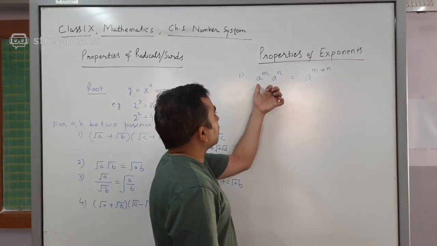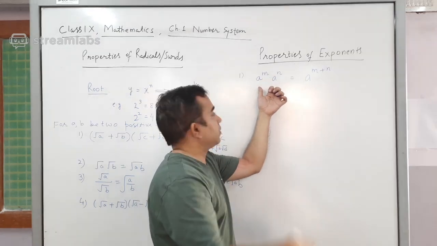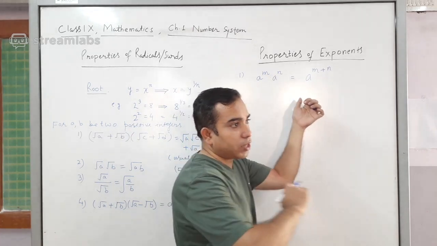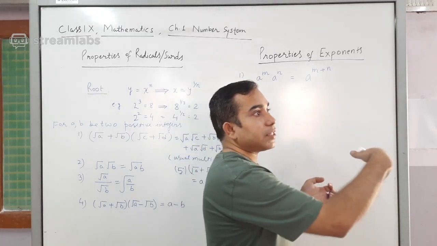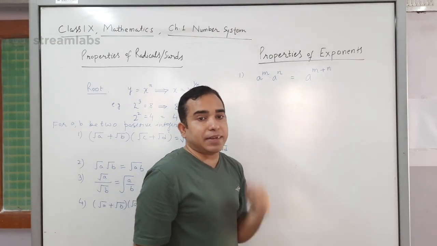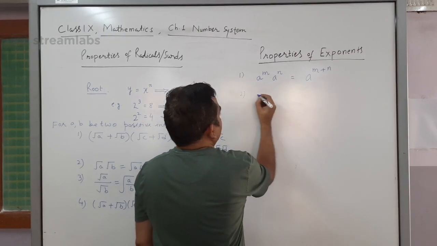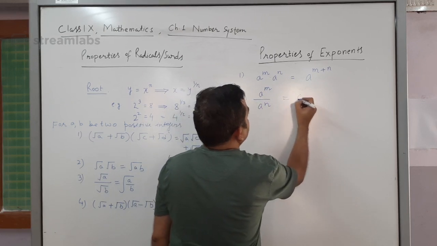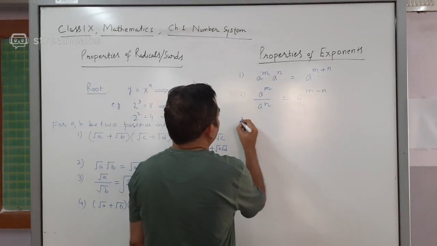It happens because a raised to power m means a into a into a into a, m times. And a raised to power n means a into a into a into a, n times. In total, if you count a getting multiplied with itself, first m times, then n times, means total m plus n times. So a raised to power m plus n. You can think of its proof also. Now a raised to power m upon a raised to power n is the same as a raised to power m minus n. With a similar logic you can think of its proof.